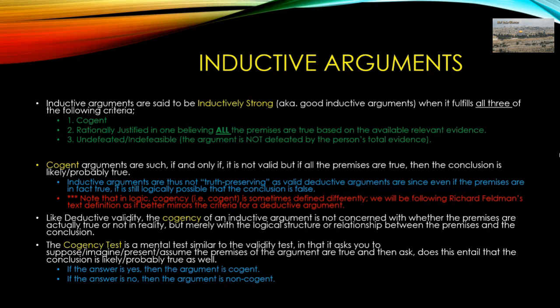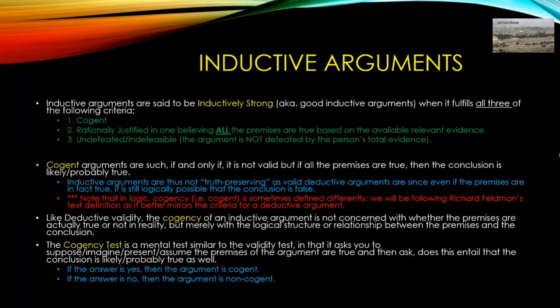We are following Richard Feldman's definition in this course, which basically is making cogency akin to validity in deductive arguments, right? This cogency just applies to inductive arguments, and it's only caring about that logical relationship. The truth or falsity of the premises in reality, or of the conclusion, is irrelevant.